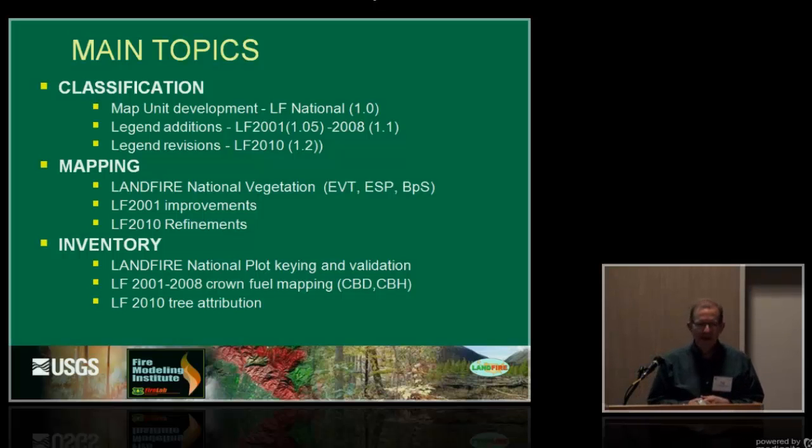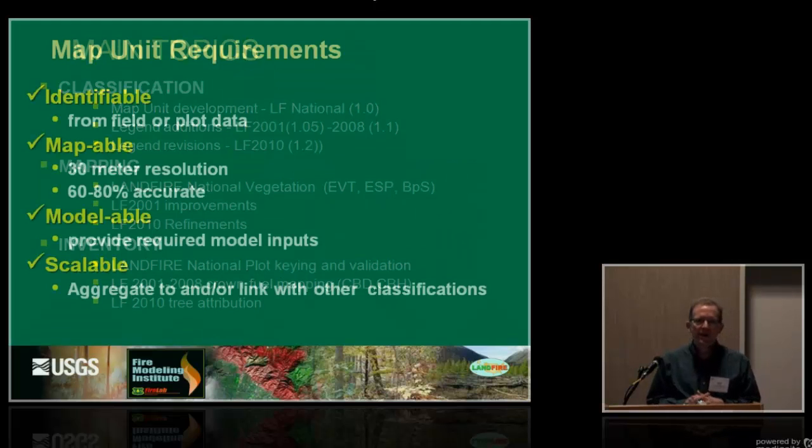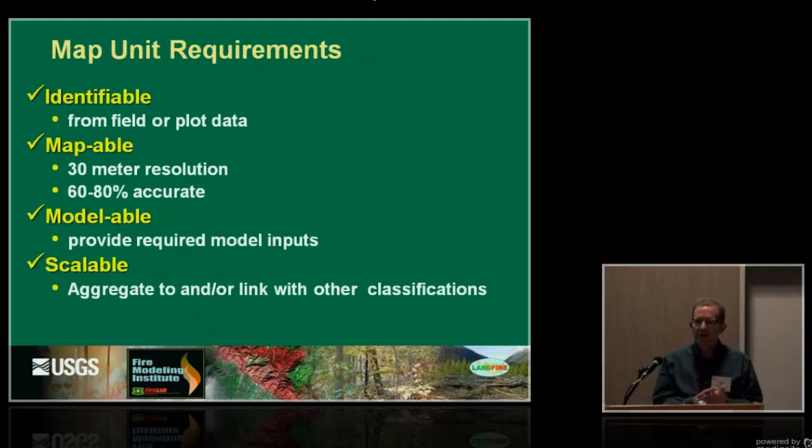Again, the map unit requirements that we've been living by in LANDFIRE are these: we're a plot-driven project. We need to be able to identify those map units on our plots, and they have to be in categories that are mappable at the scale with the sensors we're using, and then provide us categories that enable us to map fuels and fire regime condition class, all those derived fire ecology products.